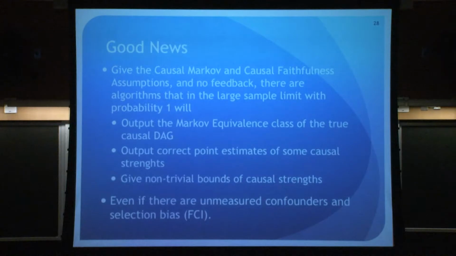So you could then say, well, I'm not in such bad shape. I'll just ignore the cases where it could happen and assume it doesn't happen. And if I do that, then I can say that in the large sample limit, I'll eventually get the right Markov equivalence class. It'll eventually be okay. I can get point estimates of some of the causal strengths, the ones that, for instance, don't have undirected edges between them, but I can get other ones. And I can get non-trivial bounds of causal strength. And all of that will work. And I can even drop the assumption that there are no unmeasured confounders. And I can drop the assumption that there's no selection bias. It's more complicated, but I can basically run the whole story again.